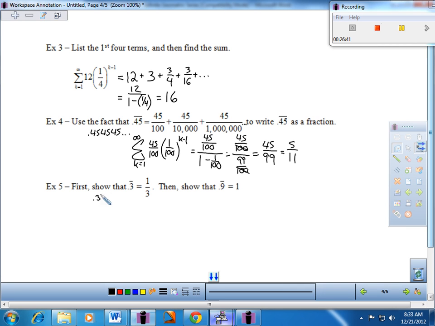So 0.3 repeating would be 0.333, et cetera, right? Which means 0.3 repeating is really 3/10 plus another 3 right there in the hundredths, plus 3/100ths, plus the next one is in the thousandths, so plus 3/1000ths, plus, and then dot, dot, dot, right? It goes on infinitely. So that is an infinite geometric series. And if it's an infinite geometric series, we would find r.